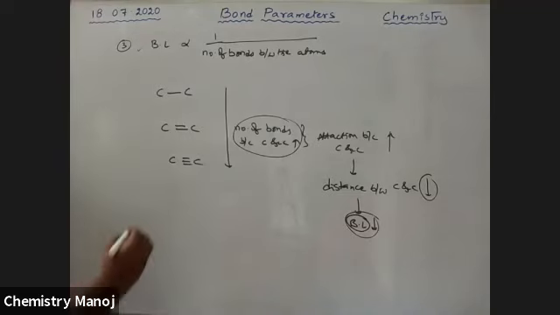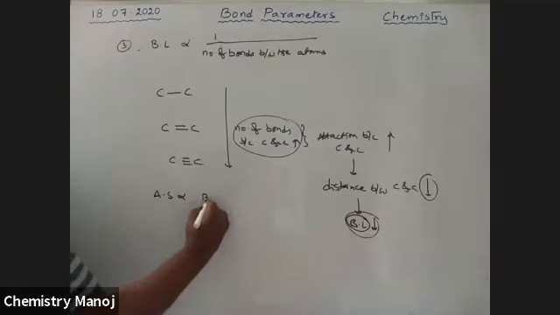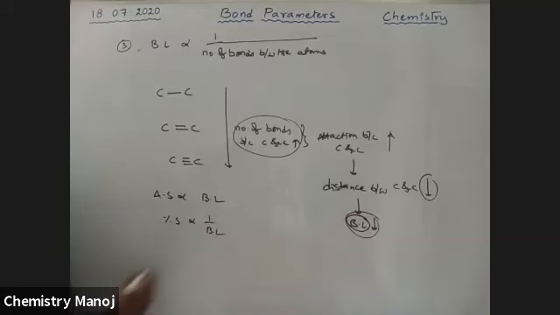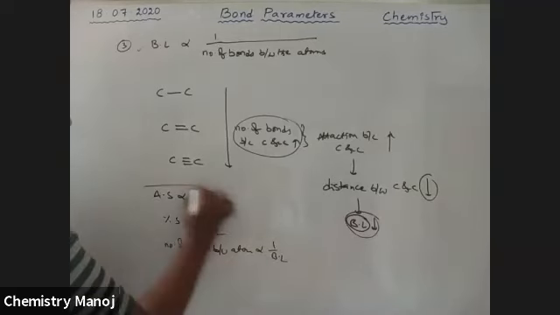See, my dear boys, atomic size is directly proportional to bond length. Percentage of S character is inversely proportional to bond length. Next, number of bonds between atoms is inversely proportional to bond length. These are the three major factors.